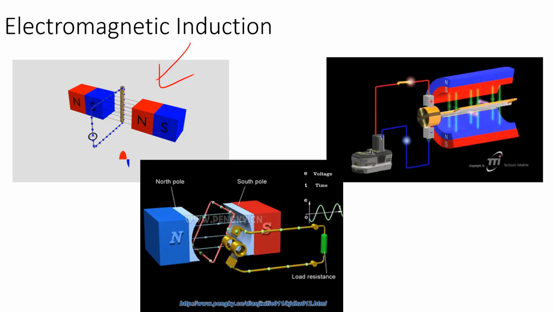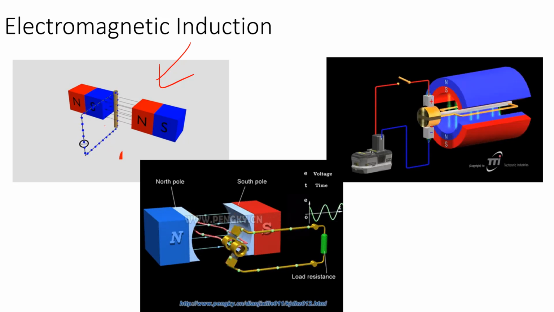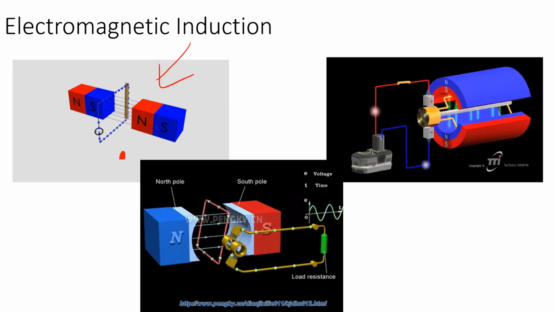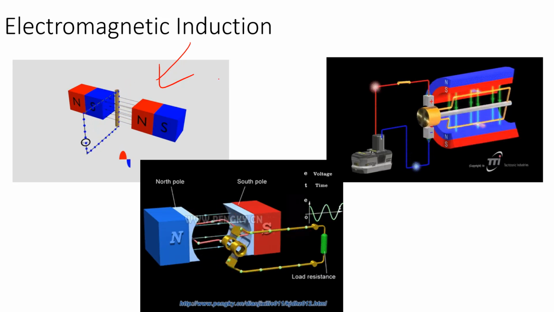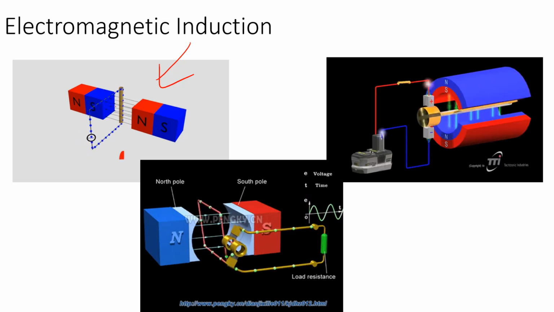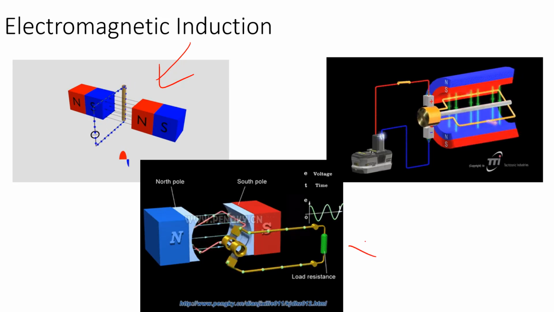Here in this GIF, we have a wire moving through a magnetic field. And this is essentially the same as a magnet being moved near a wire. And as it's moved near that magnetic field, we get a current that moves through our wire.